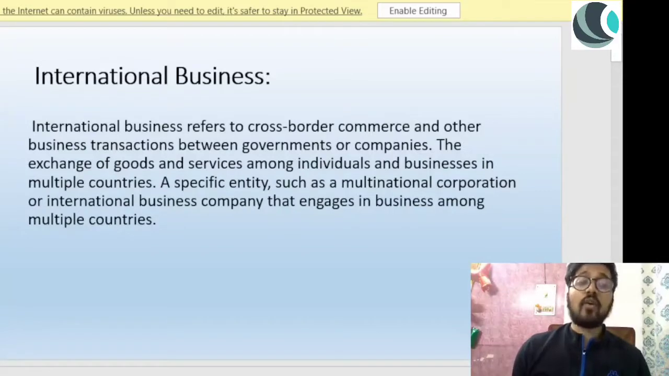So there is a cross-border transaction. Let's say if I am an individual and I export certain goods to another country, there is a cross-border transaction, and international business happens. Let's say if I am sending the goods from, let's say, Delhi to Kolkata or Karnataka, that's not a cross-border transaction, right? So that's a transaction within the territorial region, that won't be a part of international business. I hope I have made myself clear with the definition of international business.